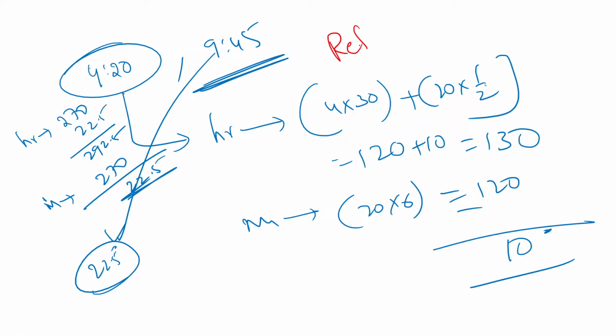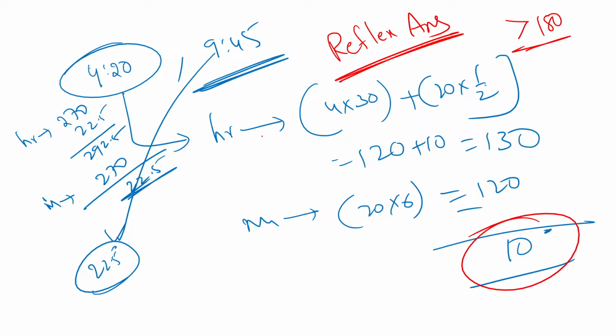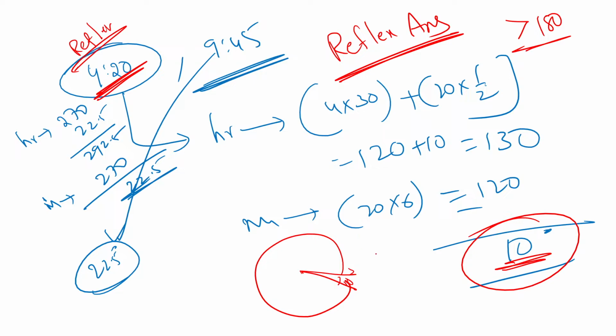sometimes he will ask you to find out the reflex angle. Reflex angle means it has to be more than 180 by definition. But let us take, you are solving this problem, but he is asking like that. Find out the reflex angle when the time is 4:20. But here you got the answer as only 10. That means he doesn't want this answer, he wants the other answer. So simply do 360 minus your answer, you will get your reflex angle.